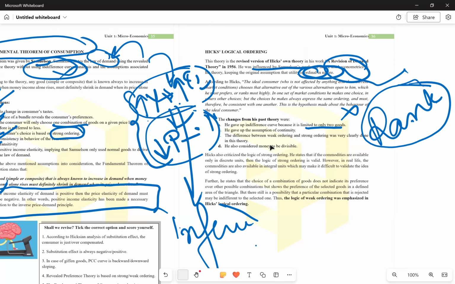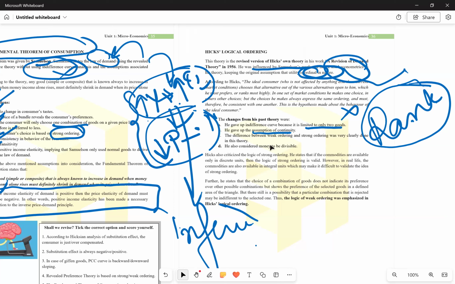Also, he gave up the assumption of continuity. So we don't consume the laptops all the time. Yes, we are highly dependent on it, but we don't use it all the time. We don't take it along. Yes, we consume our phones all the time. That's fine. But certain things we won't be consuming all the time. So the assumption of continuity is invalidated.